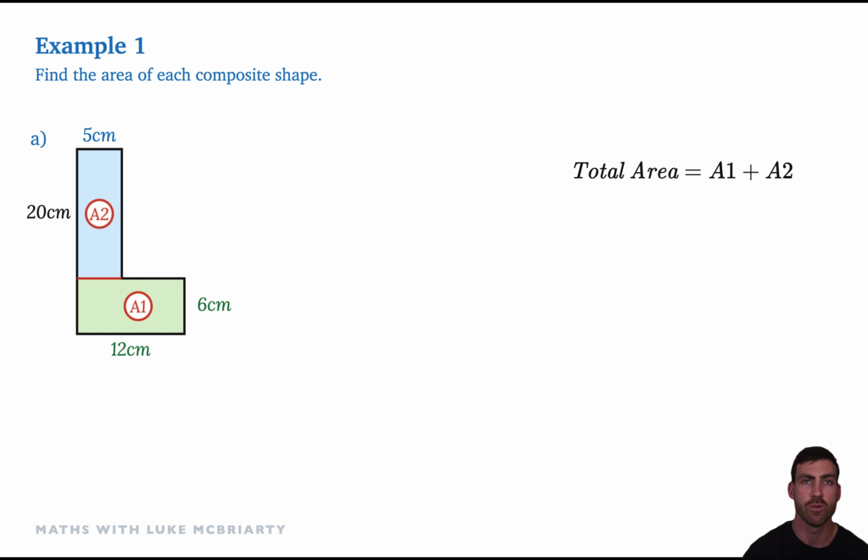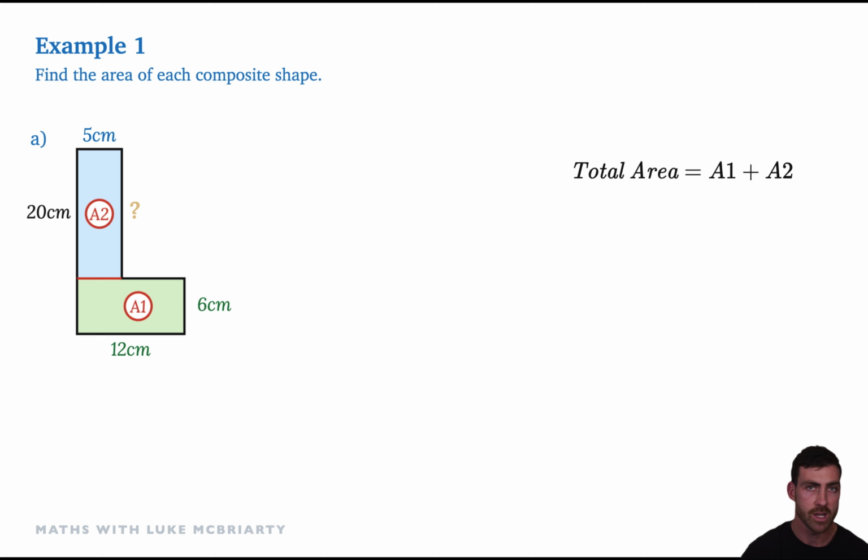Now let's check if we have all measurements to find the area of both rectangles. For area 1, we have the base 12 centimeters and the height 6 centimeters. For area 2, we have the base 5 centimeters, but not the height. Be careful, the 20 centimeter represents the entire side length. We need this missing side length, which represents the height of the blue rectangle.